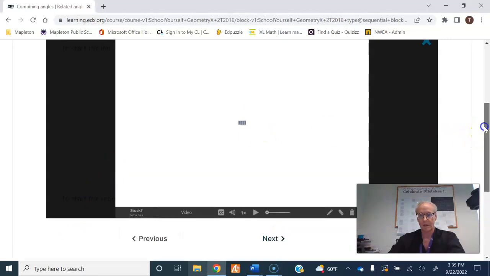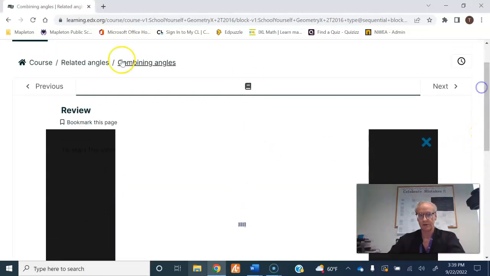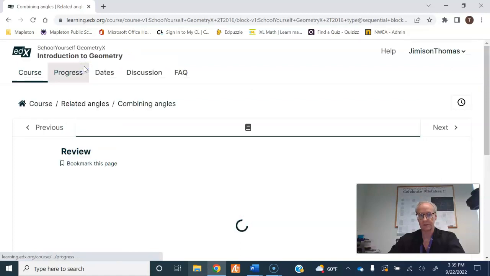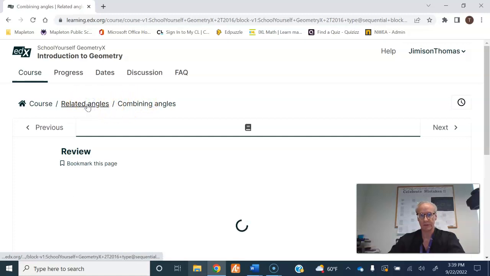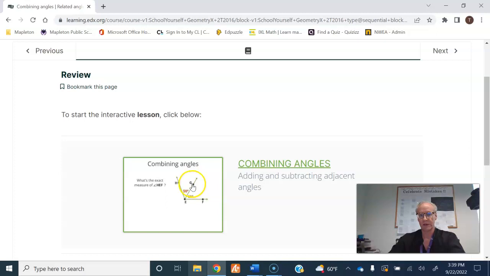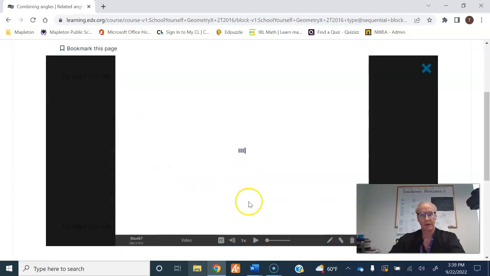Okay, as you can see, we are doing related angles, and we are going to be doing combining angles, which is the first one of the relating angles. Combining angles is right here, and you always have to press the play.